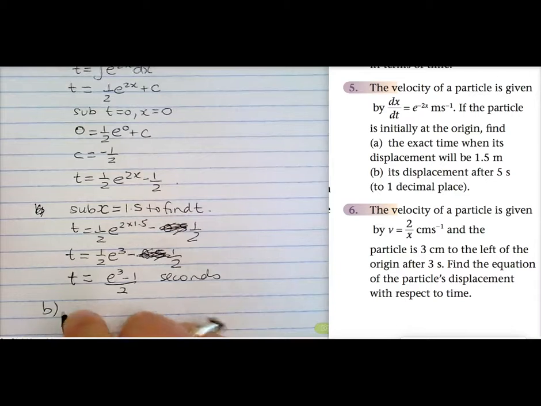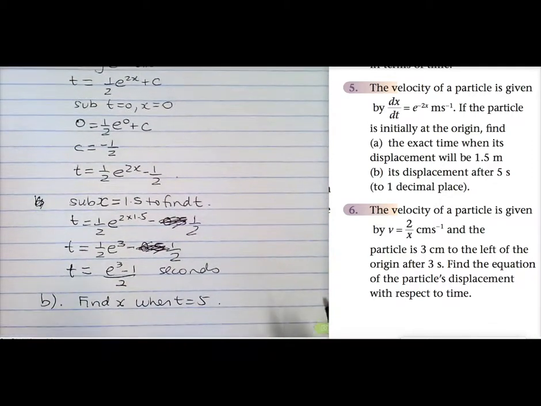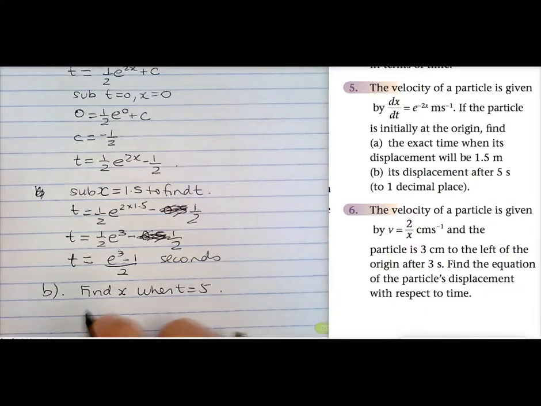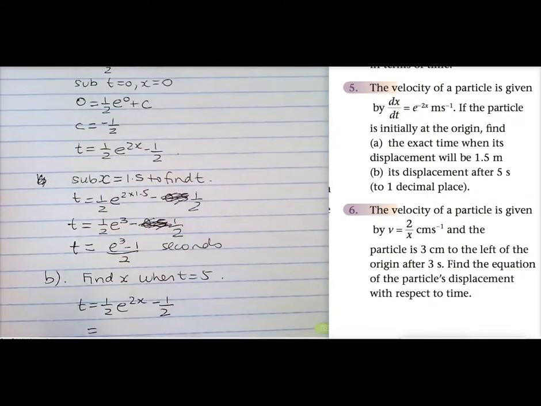And part B is to find x when t equals 5. And they want that one to 1 decimal place. You've got your formula, t equals a half e to the 2x minus a half. You can just put them both over, e to the 2x minus 1 on 2 if you want. So that's really e to the 2x minus 1 on 2.